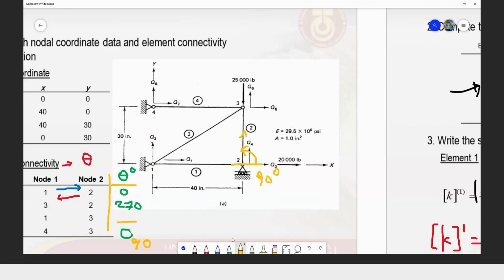Tapi kalau the element connectivity is from 3 to 2, so kita kena draw kita punya reference line pada node number 3 ni, and then we project kita punya angle tu in this direction sampai dia jumpa elemen number 2. So now kita ada 90 degree dan dekat sini kita ada 270 degrees.